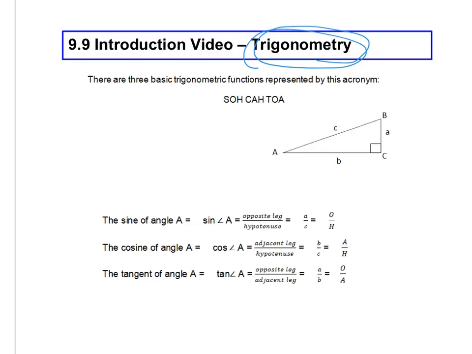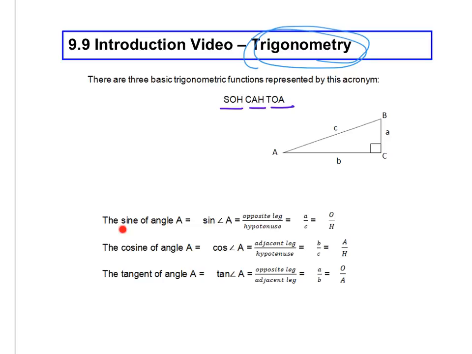You can see we have our right triangle over here that we've been using from our last chapter as well. And we've got this thing, it's an acronym, SOHCAHTOA. If you can remember SOHCAHTOA and how it's spelled, then you're going to remember all of the three trig functions that we're going to use in this chapter. So let me go through those.